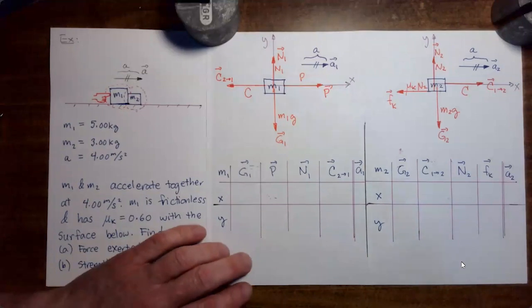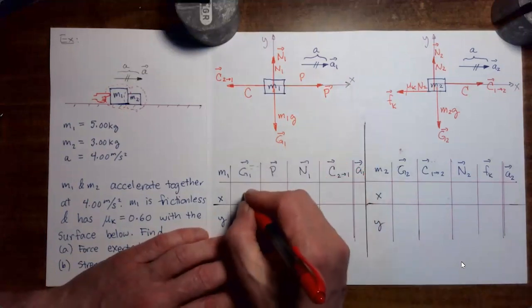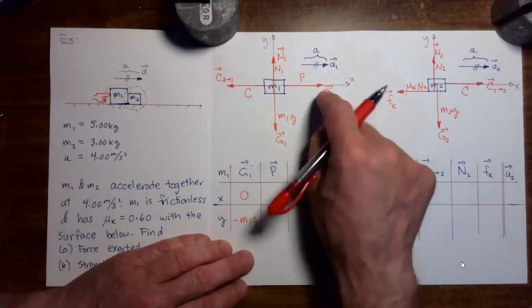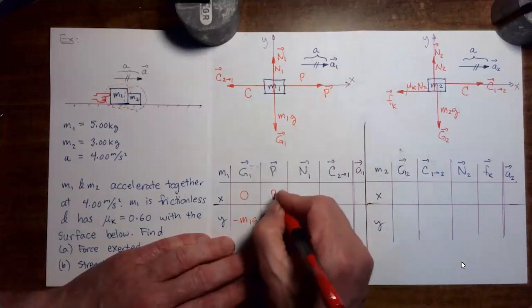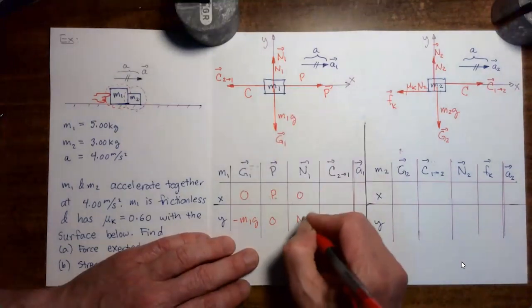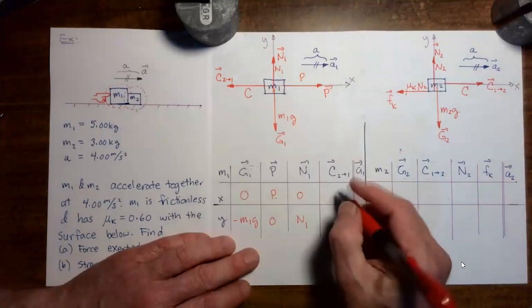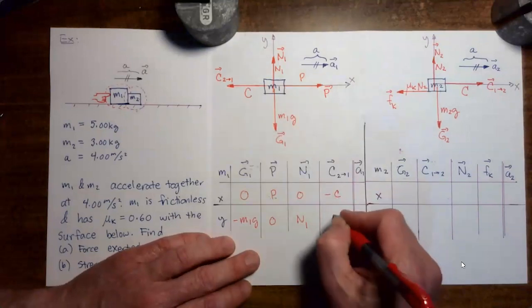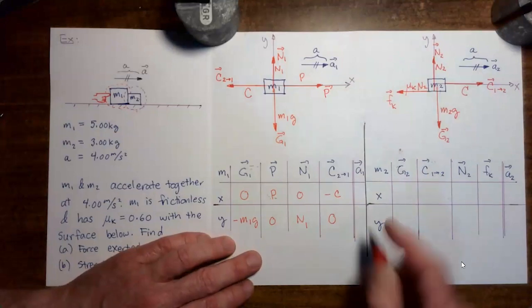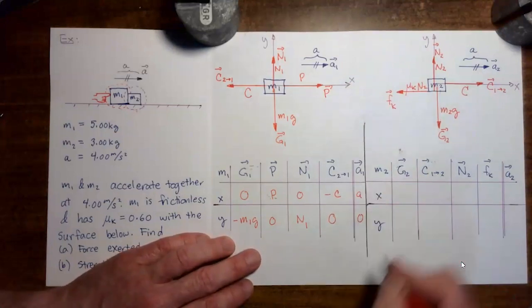So I'm going to dive in now. So we have gravitational force 1, x component 0, y component minus m1g. Push force x component P, y component 0. Normal force 1, we have 0 and N1. Contact force 2 on 1, minus C, 0. Okay, acceleration vector pointing in the plus x direction. So x component is A, y component is 0.